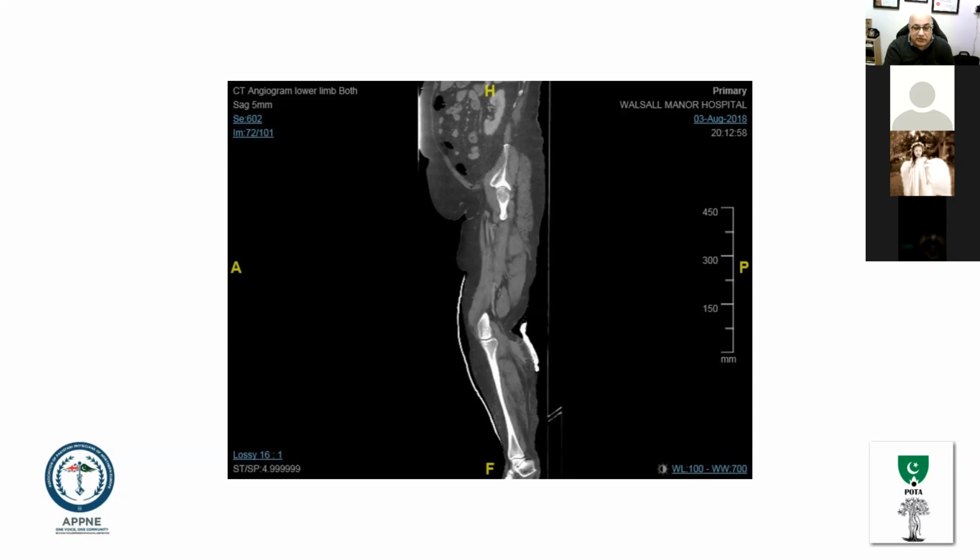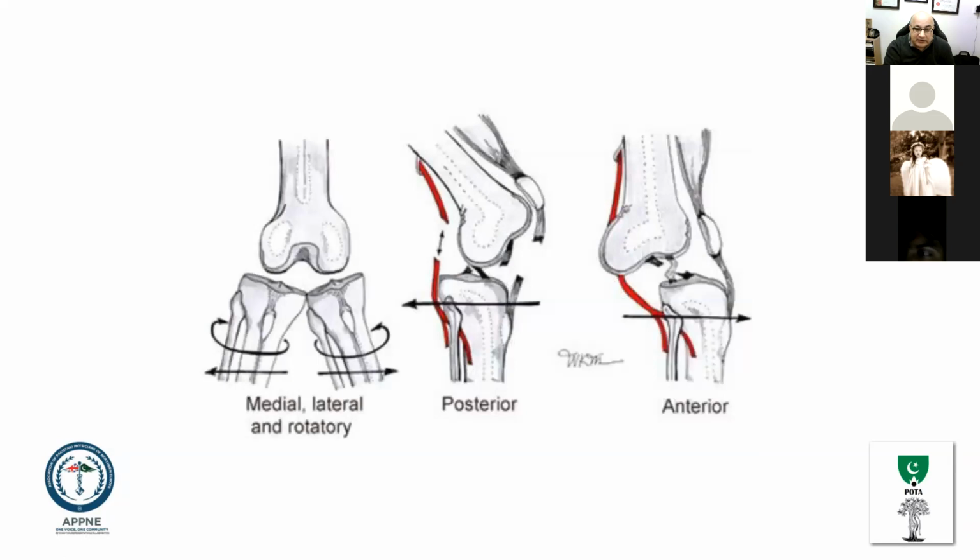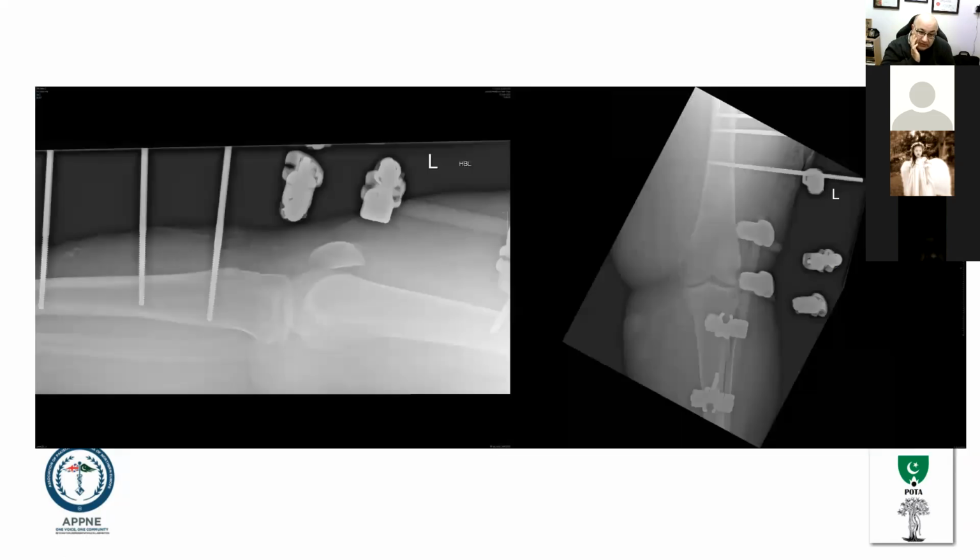The CT angio has told you that the continuity is maintained, but there's an intimal tear. So what you'd like to do now is to stabilize the knee to get a vascular surgeon's opinion to see what's happening with this patient, isn't it? So what you would do, as you rightly said, is put an external fixator on, and this is what we did. So we put an external fixator on, and the person has been assessed by a vascular surgeon.